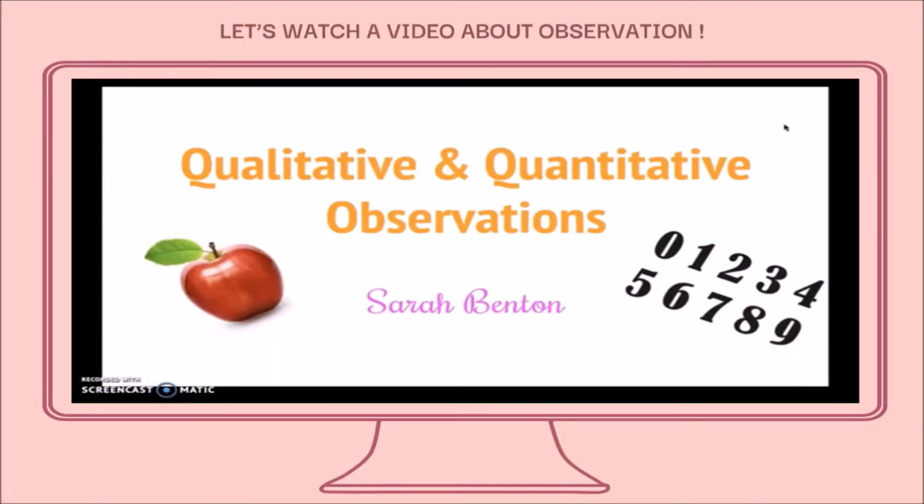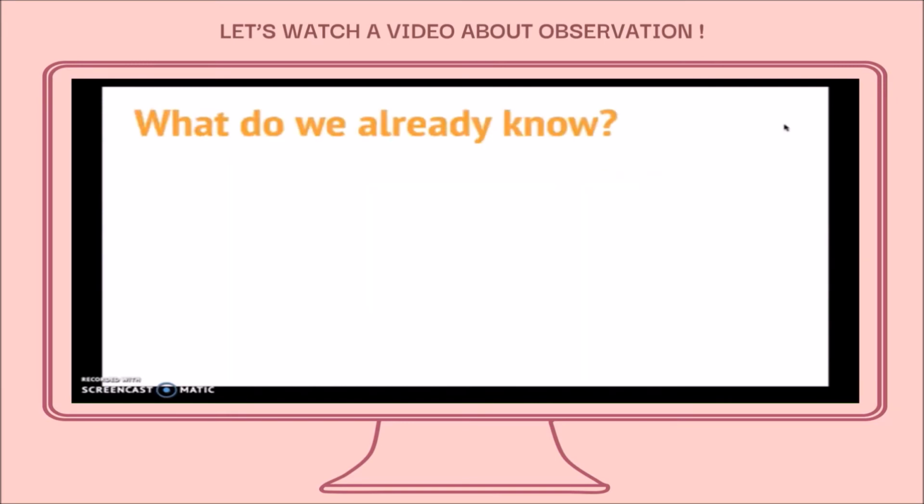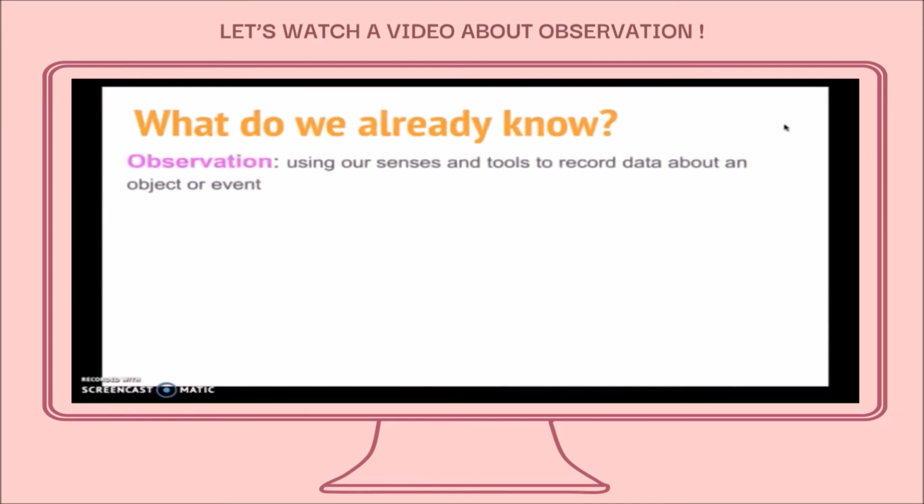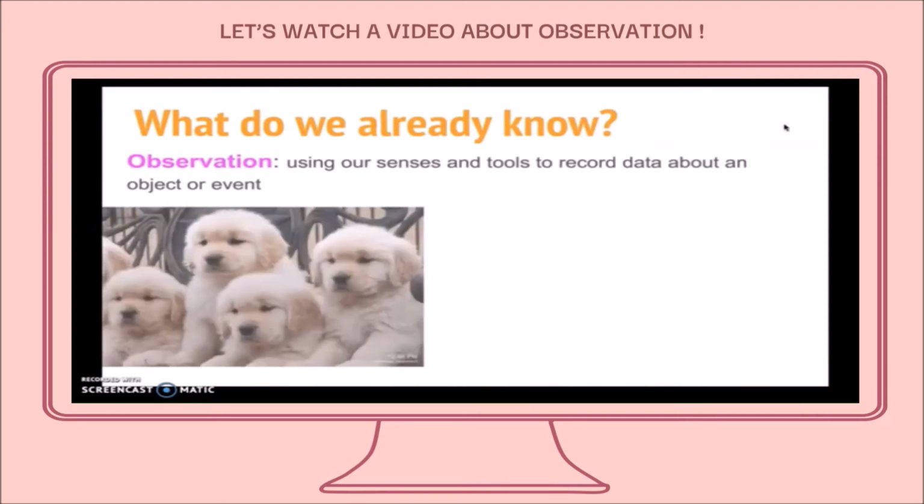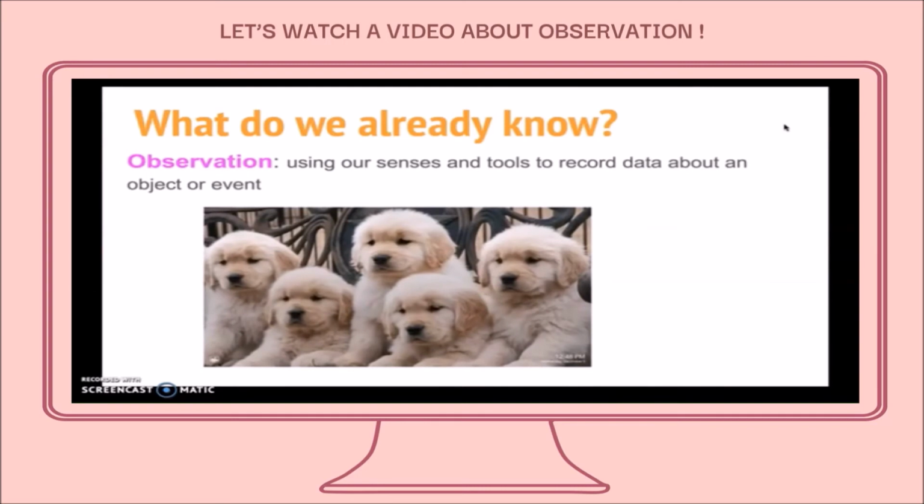Hi everyone! In this video, we're going to be talking about qualitative and quantitative observations. So what do we already know? We know that observation is using our senses and tools to record data about an object or event. Let's do a little observation practice with these puppies. If you want, you can pause the video to think of your observation. Something I observe is that each puppy has 2 eyes.